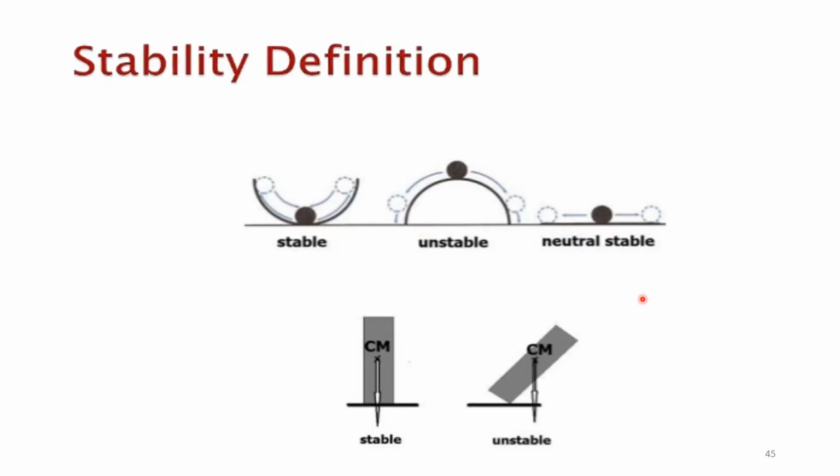Center of mass can be used to determine stability. So let's look at some examples here. Here we have the same object, the black dot, and it's in 3 states. The first state, we call it stable equilibrium.